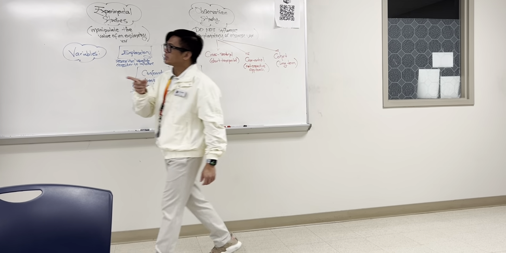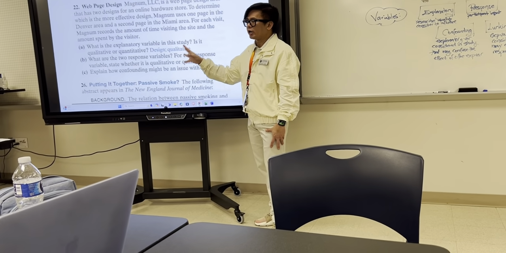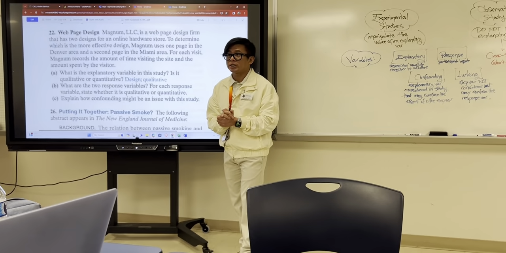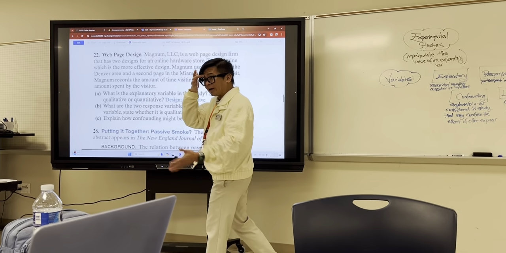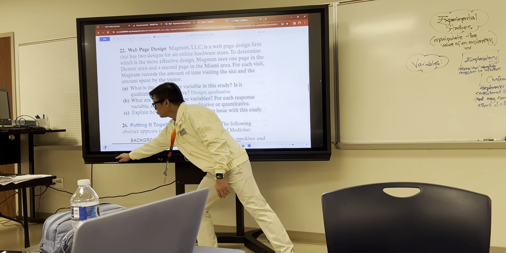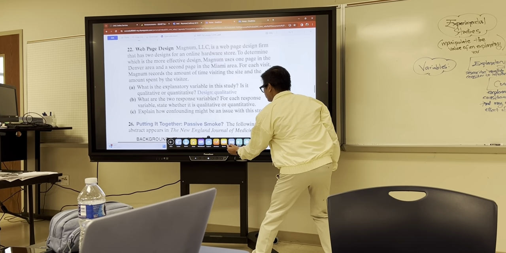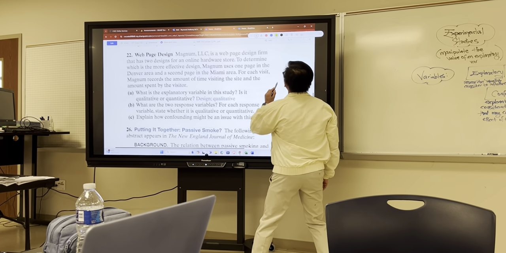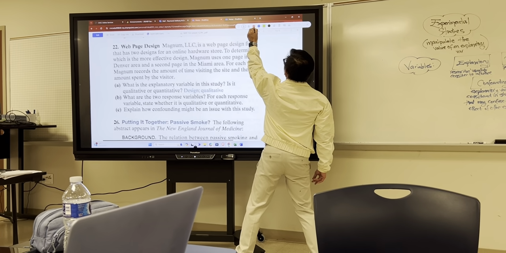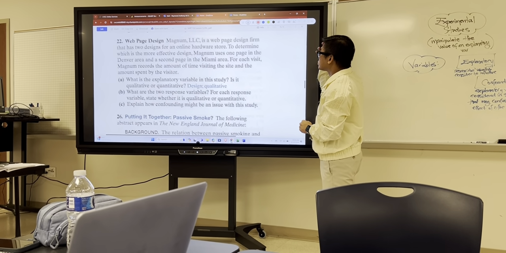Now, let's read this scenario and answer some questions regarding it. Magnum LLC is a web page design firm that has two designs for an online hardware store. To determine which is the more effective design, Magnum uses one page in the Denver area and a second page in the Miami area. For each visit, Magnum records the amount of time visiting the site and the amount spent by the visitor. A. What is the explanatory variable in this study?